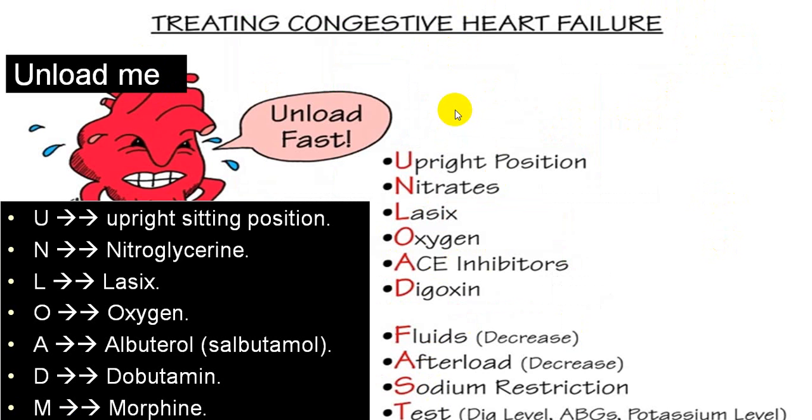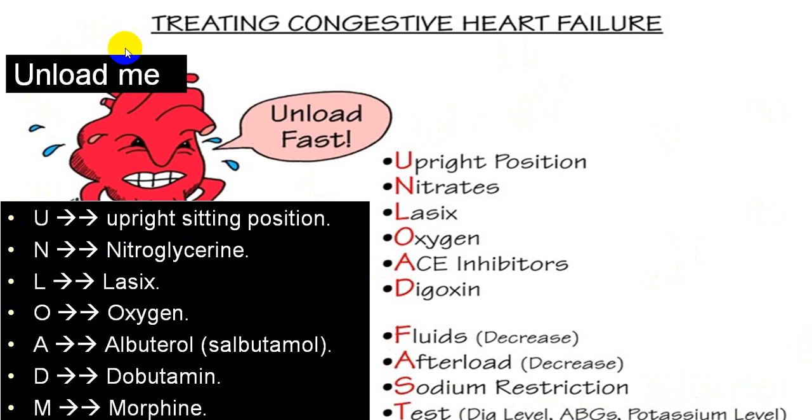Usually this is the common word which is being utilized: UNLOAD FAST or UNLOAD ME. U for upright position, N for nitrate, L for Lasix, that is diuretic, O for oxygen, A for ACE inhibitor and digoxin. So this is called unload. And FAST means fluid restriction, decrease the afterload, sodium restriction, and certain diagnostic tests like ABG, potassium level, BNP level, etc. So this is that particular word.